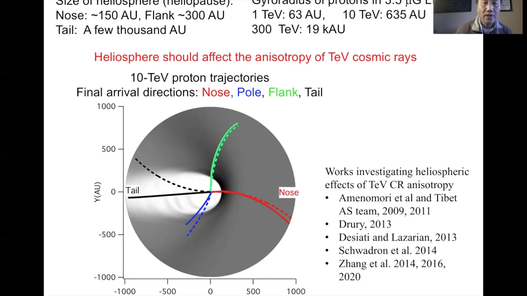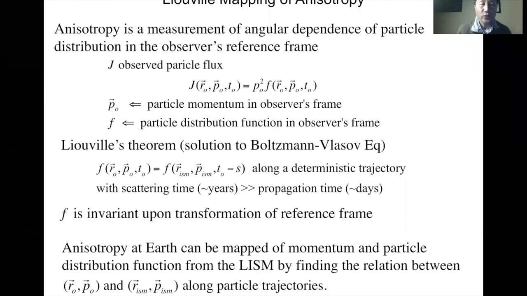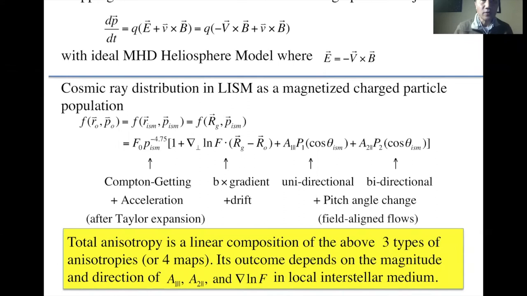The heliosphere may affect the anisotropy of TeV cosmic rays. We can use Liouville's theorem to map cosmic ray anisotropy along the trajectory of cosmic rays through the heliosphere. The trajectory can be calculated with the magnetic field and the electric field from the MHD heliospheric model.